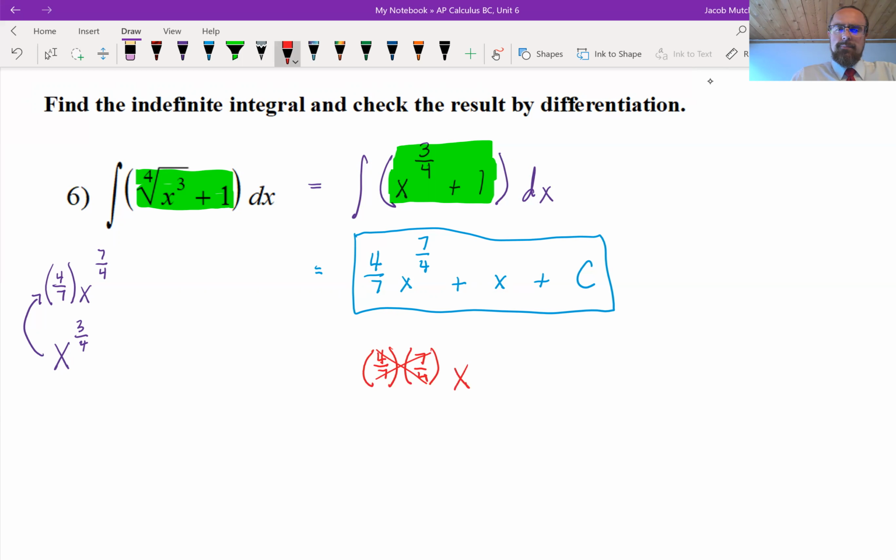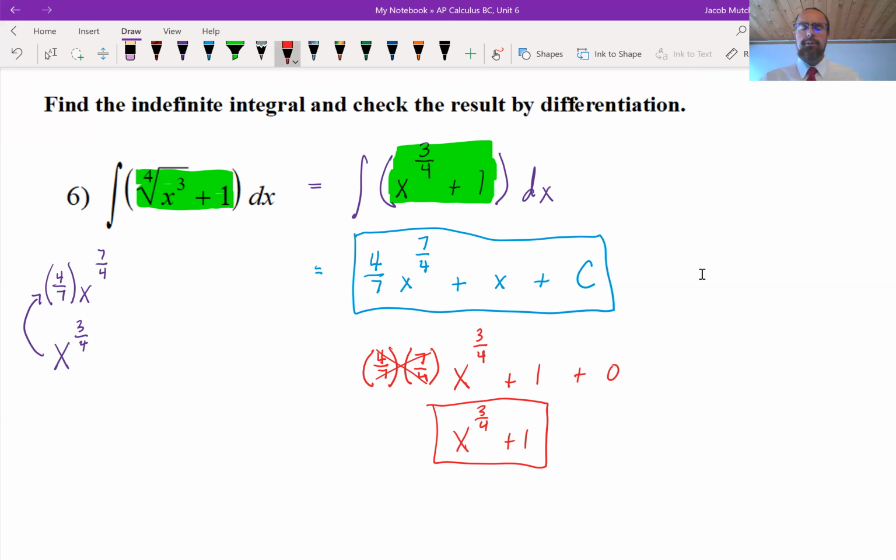Times x to the power of 7/4 minus 1. So I would subtract 4/4. That's going to be 3/4. And then differentiating x is 1. Differentiating c is 0. And so I should see x to the power of 3/4 plus 1. And that's exactly what I had in my original integrand. So differentiation helps us to check that our integration was correct.